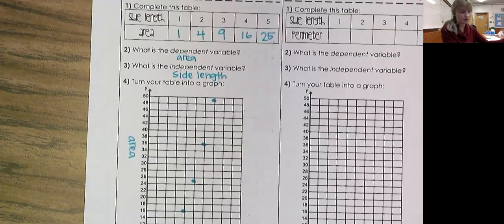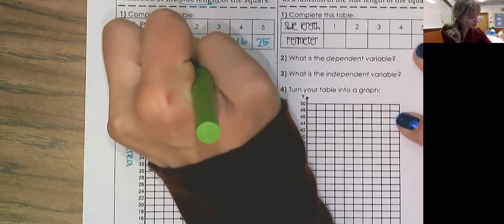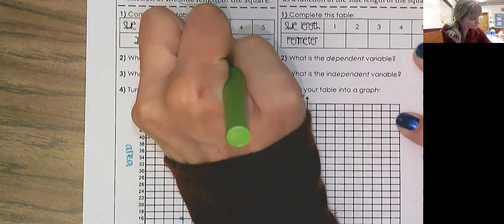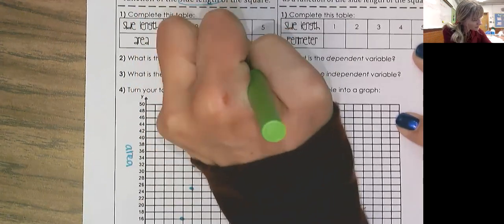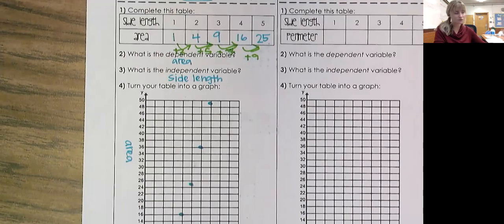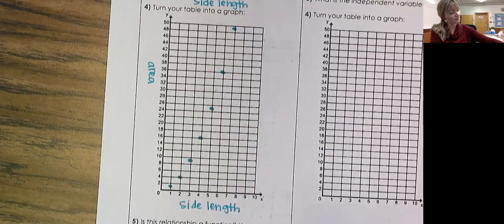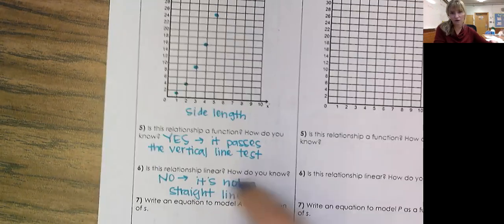If you check in the table up here, watch this. It's like the blocks. This goes up 3, and then this goes up 5, and then this goes up 7, and then this goes up 9. That is not a constant rate of change. So just to clarify, this graph is a function, but it is not a linear function.